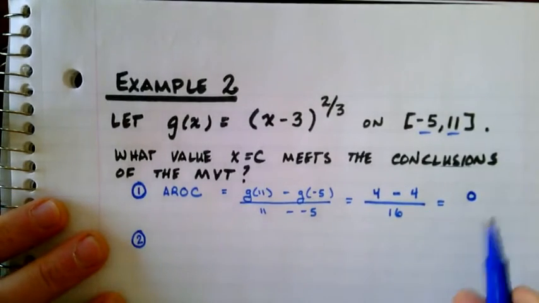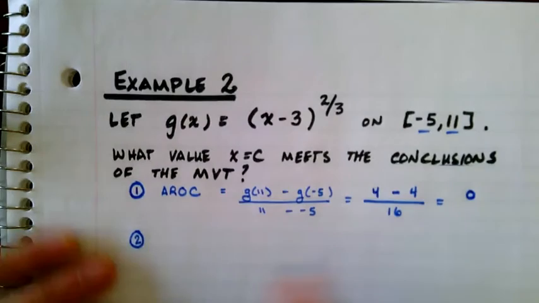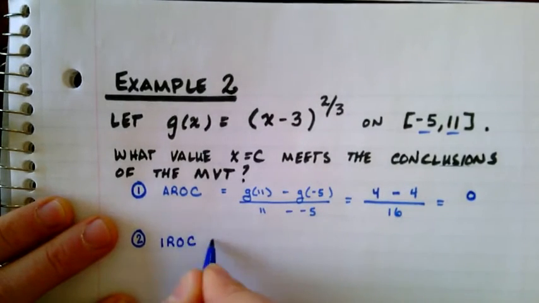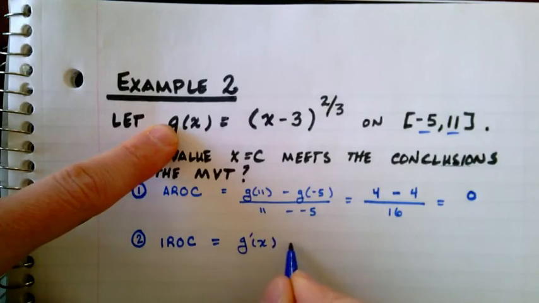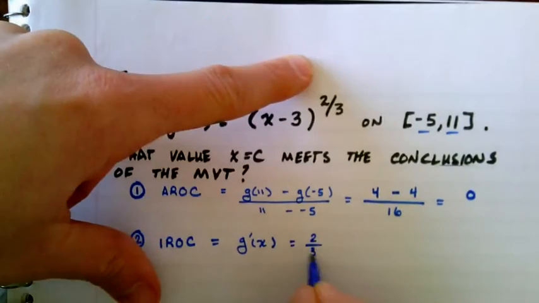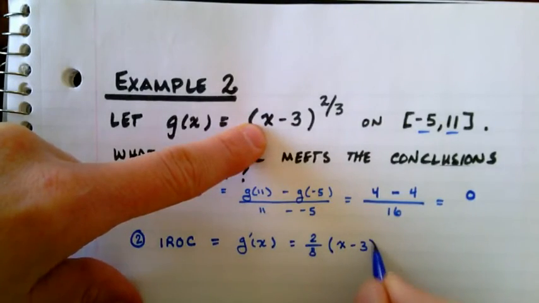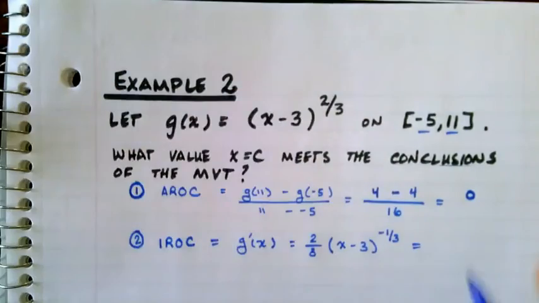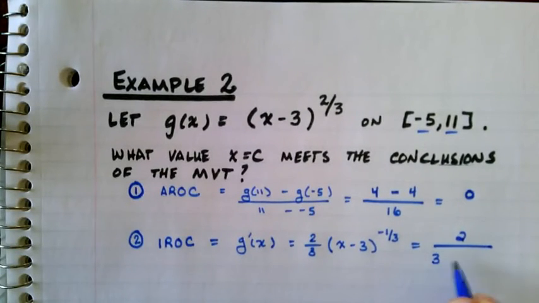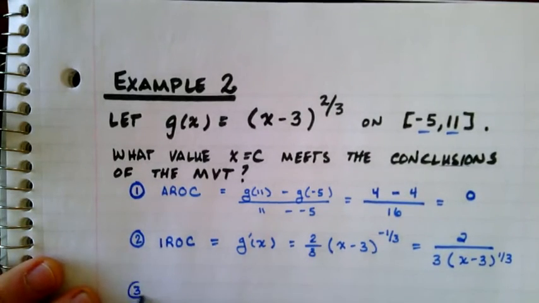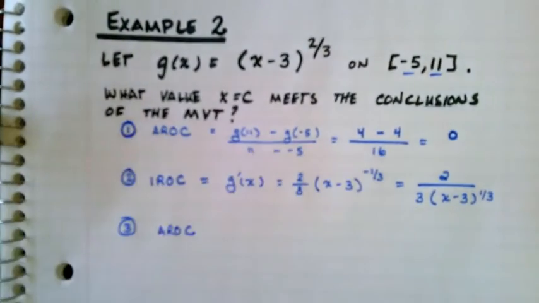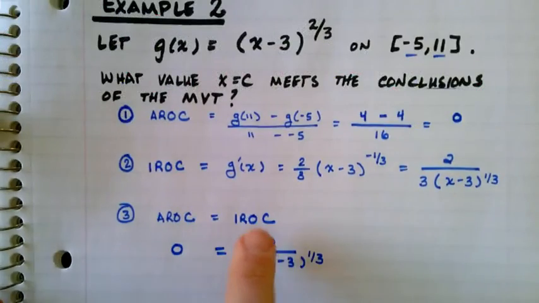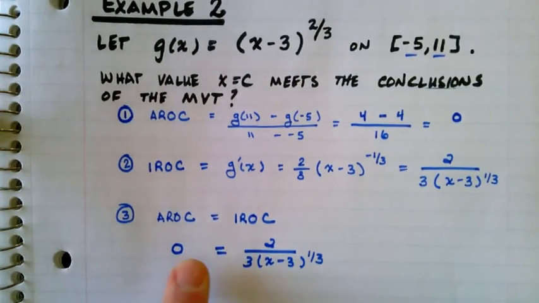So second step, since we want to find where the instantaneous rate of change is equal to this, we'll say, when is IROC equal to, let's see, g prime of x is 2/3, using the power rule here, of x minus 3 taken to the -1/3 power, which I could rewrite as 2 divided by 3 x minus 3 to the 1/3 power. Step 3, take the AROC, set it equal to the IROC, so we get the average rate of change is equal to this.